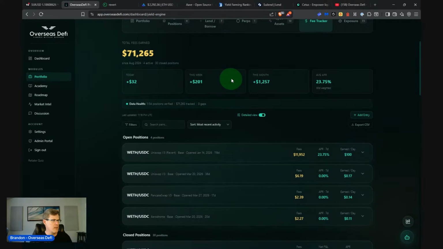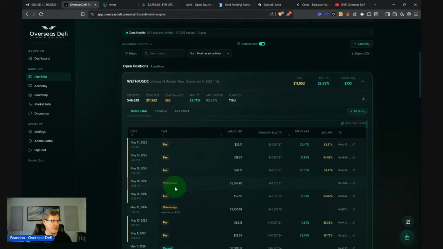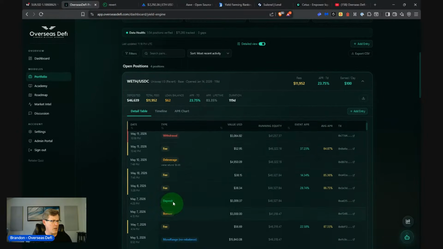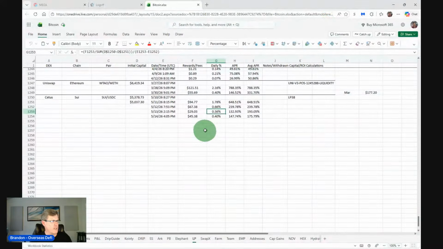And you can see the fees that I've earned since August of 2024 on this wallet here. So the fee tracker is going to automate all of that, where you can see the fees that you're collecting, whether you leverage, deleverage the position, withdraw, deposit, borrow. This is a Revert position. It's kind of out of the scope of this video. But anyway, this is a nice, sophisticated way to measure your APRs. Without this, you're pretty much limited to a spreadsheet.